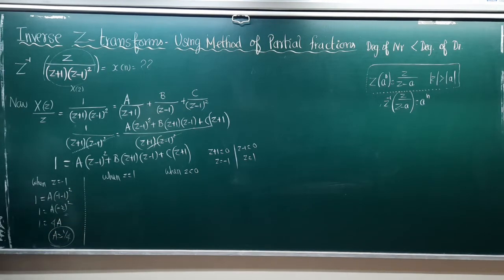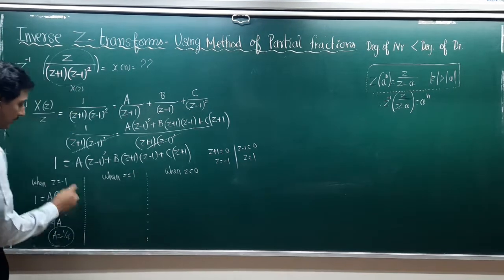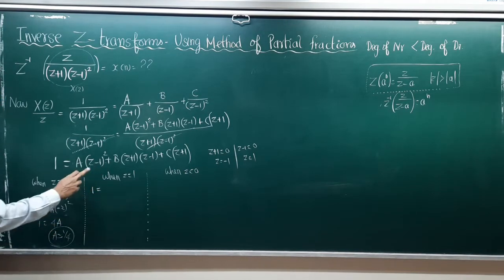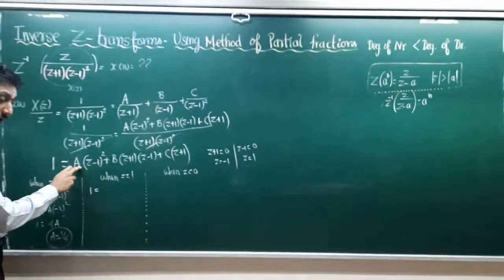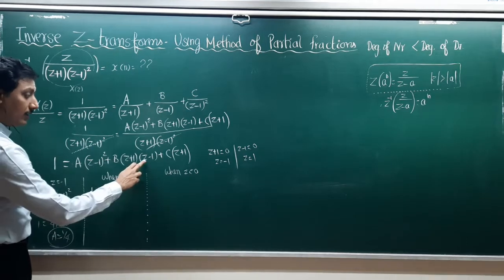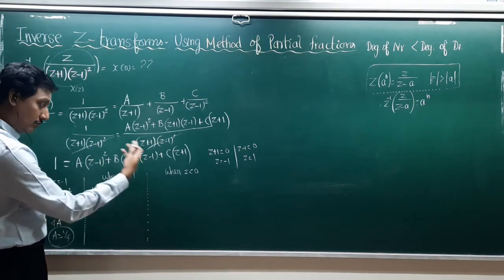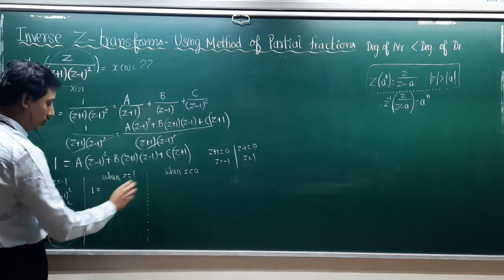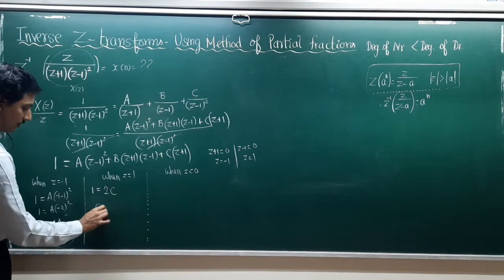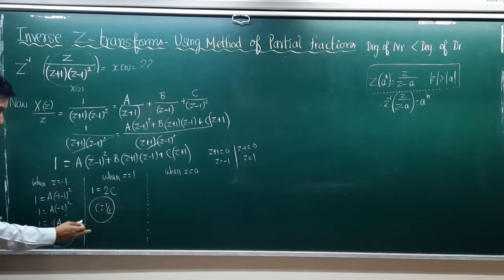Similarly, what about when z equals plus 1? When z equals plus 1, the left hand side is 1, and 1 minus 1 is 0. So A into 0, A becomes 0. Here also we have 1 minus 1, 0. So B is also 0 this time. Here we get 1 plus 1, 2. So we get 2C, so C is equal to 1 by 2. So I found the A and C values.